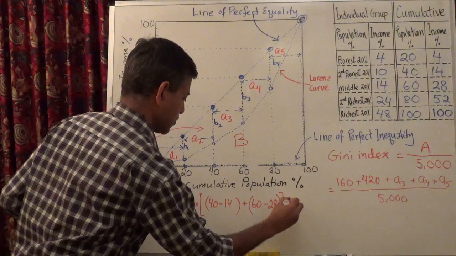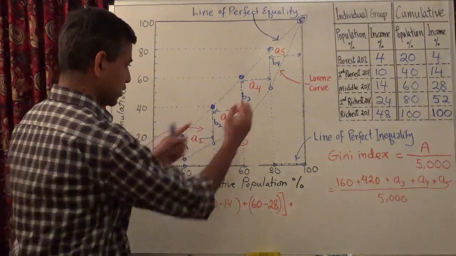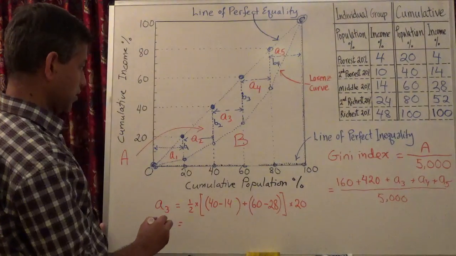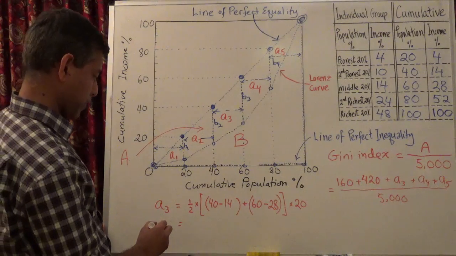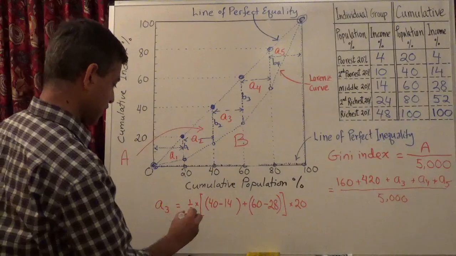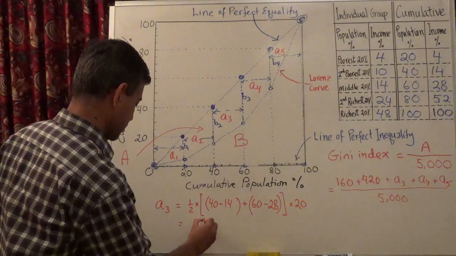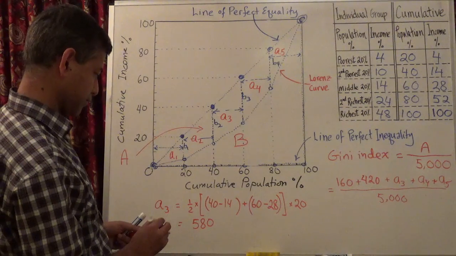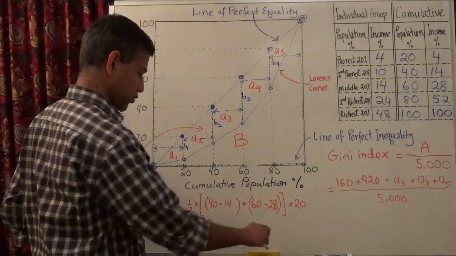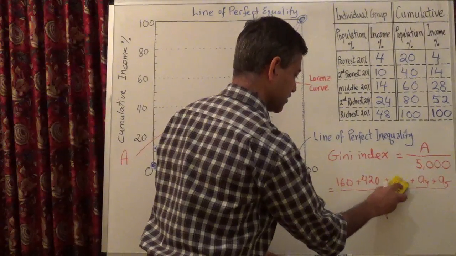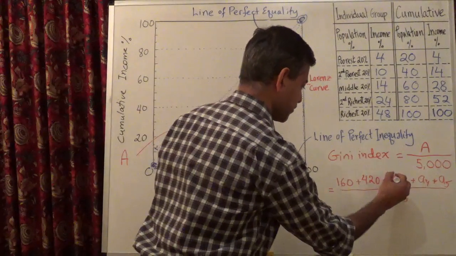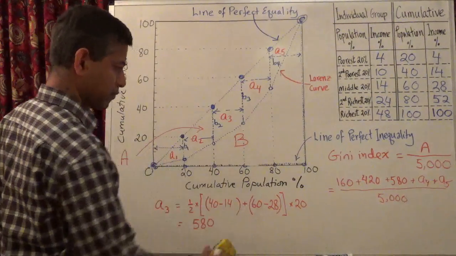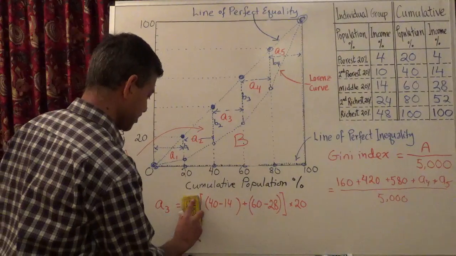The whole thing is multiplied by the height of the trapezoid again, 20. So this is going to give us 580. Yep. So we can replace A3 with its number. And then we proceed to A4.